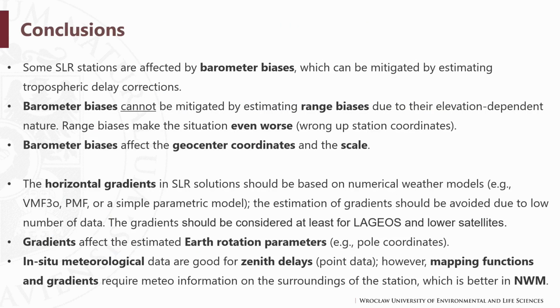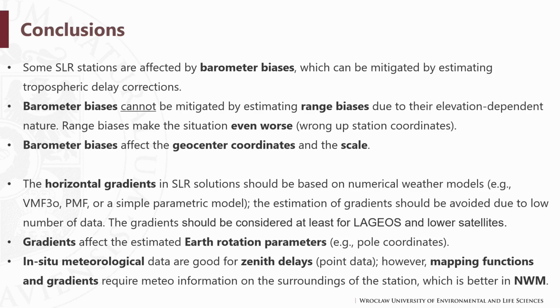To sum up, some SLR stations are affected by barometer biases, which can be mitigated by estimating tropospheric delay corrections. Barometer biases cannot be mitigated by estimating range biases due to their elevation-dependent nature. Range biases make the situation even worse because we end up with wrong station coordinates, especially the up component. Barometer biases affect the geocenter coordinates and the scale.